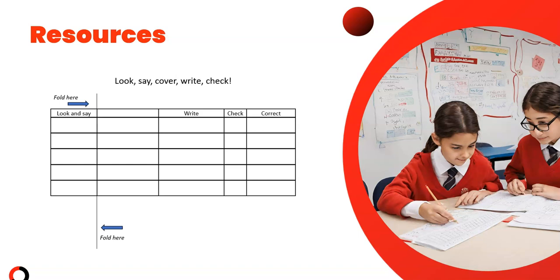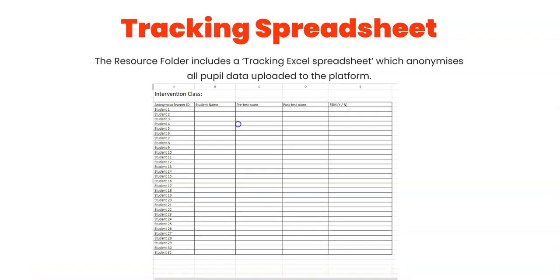In the resource folder, you'll find a template. You'll also find an assessment guidance sheet, as well as some FAQs, which will talk you through general questions that we get asked. You will also find a tracking spreadsheet, and this allows you to link an anonymized student ID on the platform with a learner in your group.